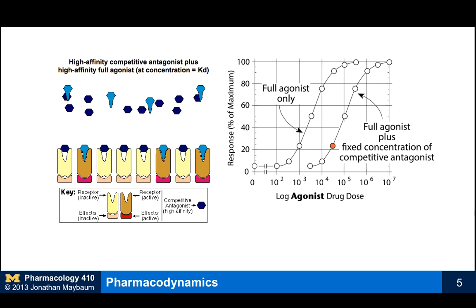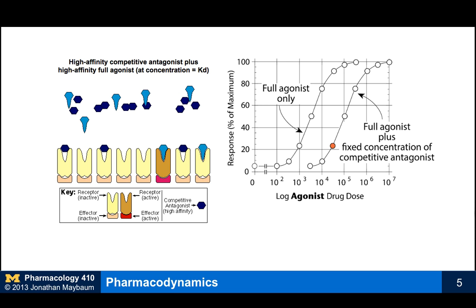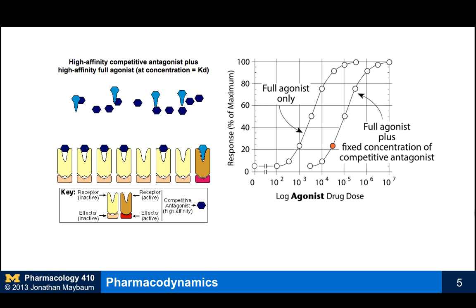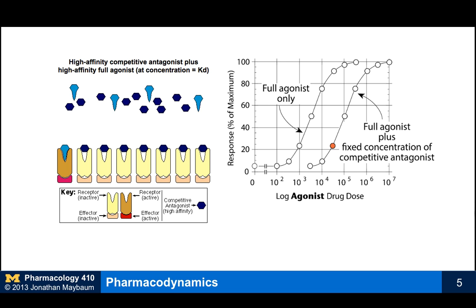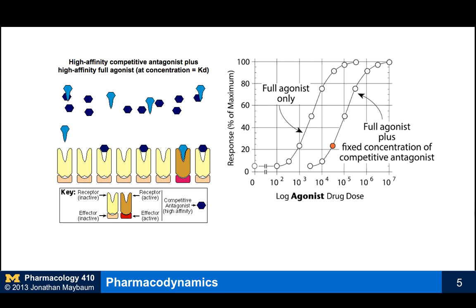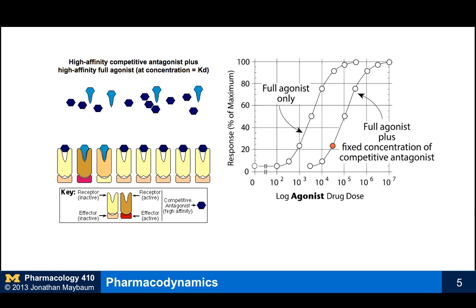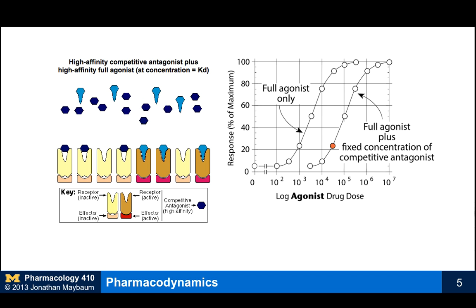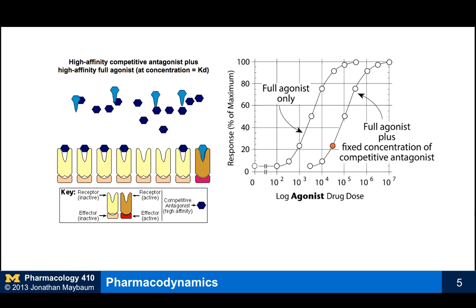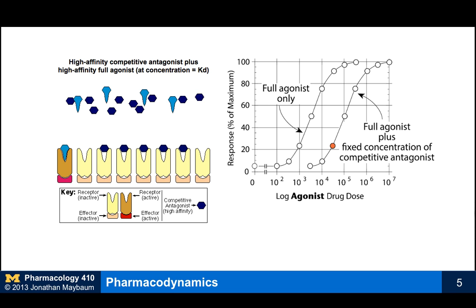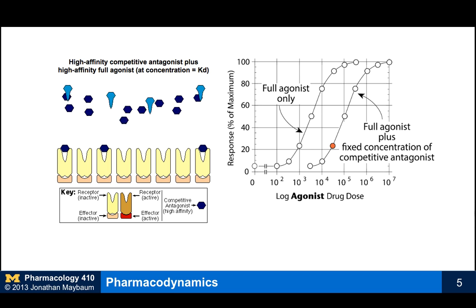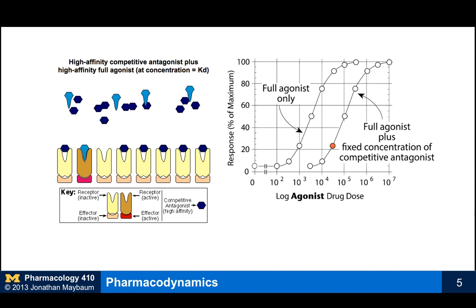As a result, even though we have the light blue agonist present at its KD concentration, we're getting less than 50% of maximum effect. You can imagine that if the light blue agonist was an endogenous neurotransmitter, then by adding the dark blue ligand, we would effectively decrease signaling by the neurotransmitter by competing with it for receptor binding. That's why we call this kind of ligand a competitive antagonist.